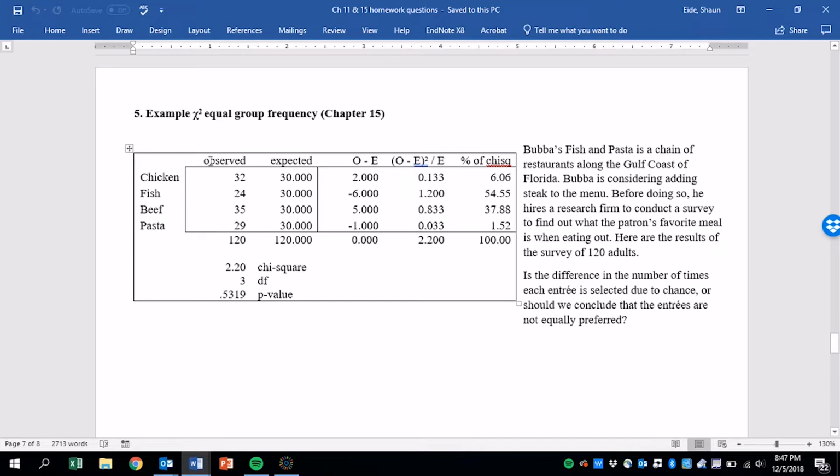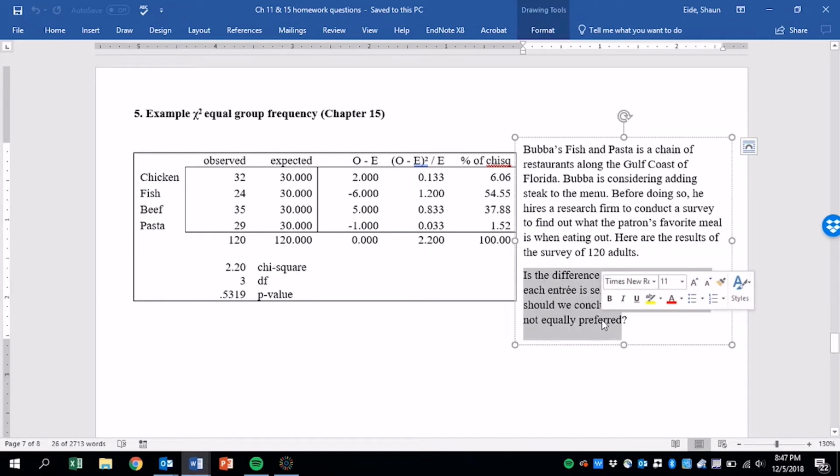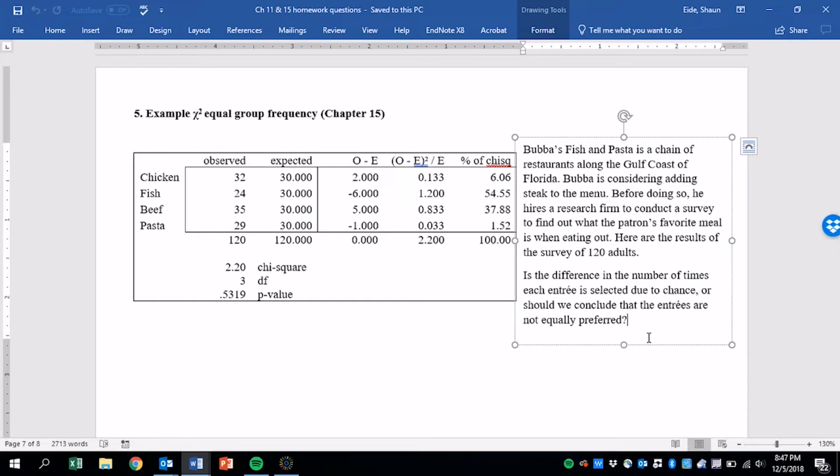Right here is the column of observed results. Right here is the column of what you expected to occur. So the research question is: is the difference in the number of times each entree is selected due to chance, or should we conclude that the entrees are not equally preferred?